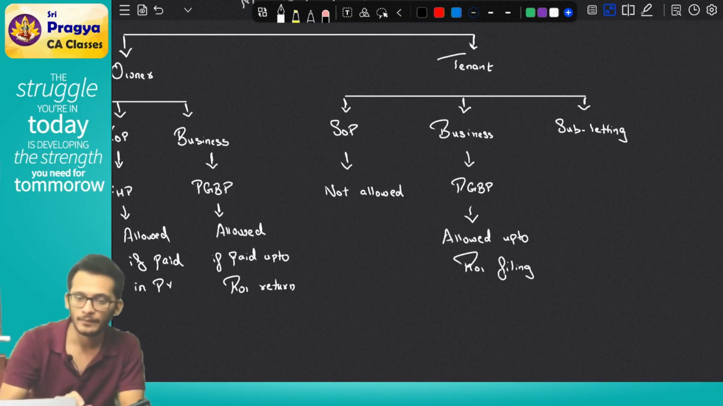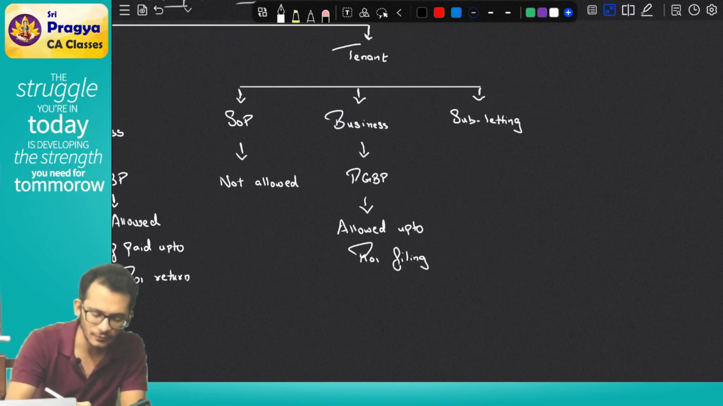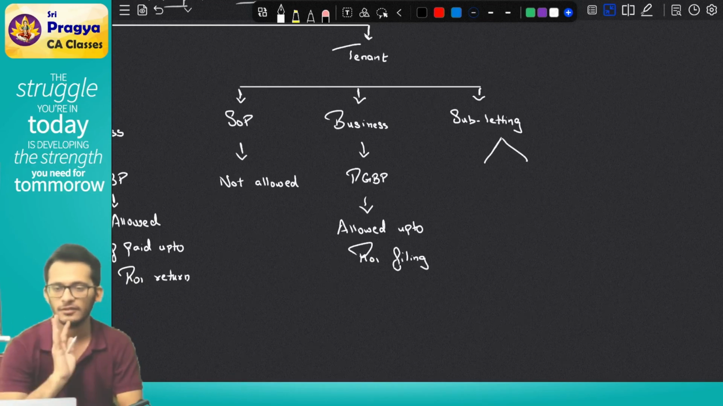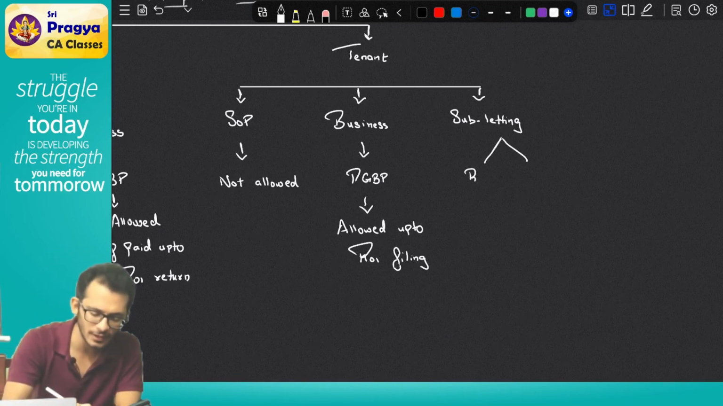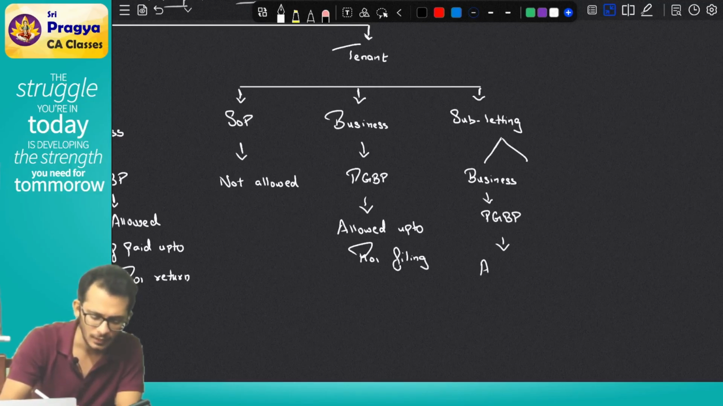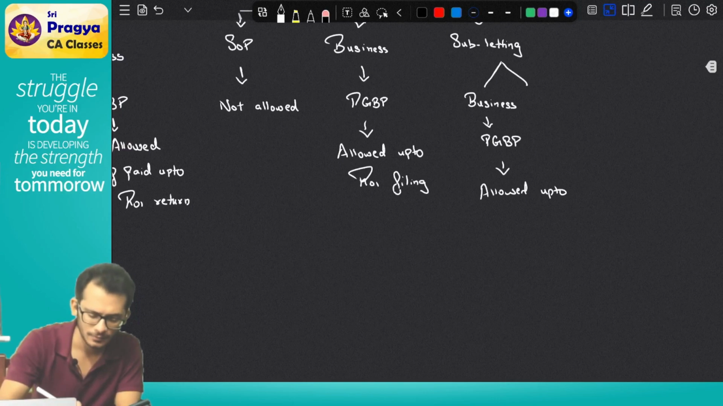Coming to subletting. In subletting, you have to ask yourself two things. Are you in the business of subletting or are you not in the business of subletting? If this is your primary business, it goes under PGBP. If it goes under PGBP, allowed? Not allowed? Again, allowed. Up to what date? Up to ROI filing.